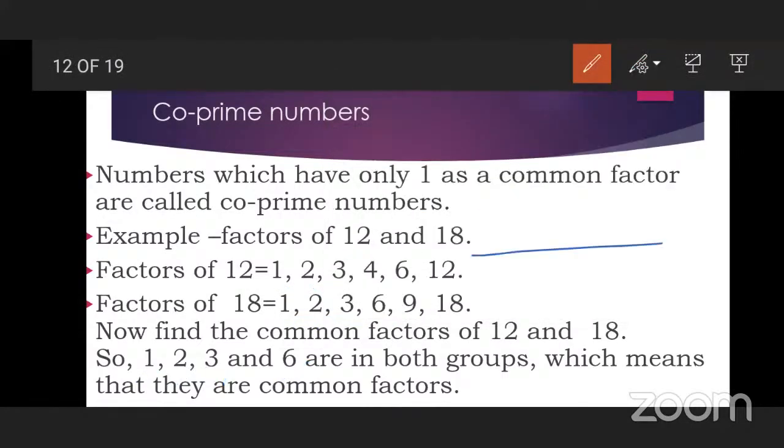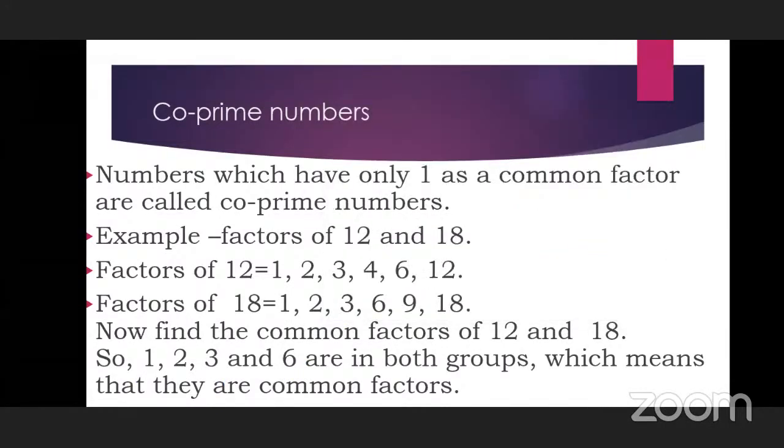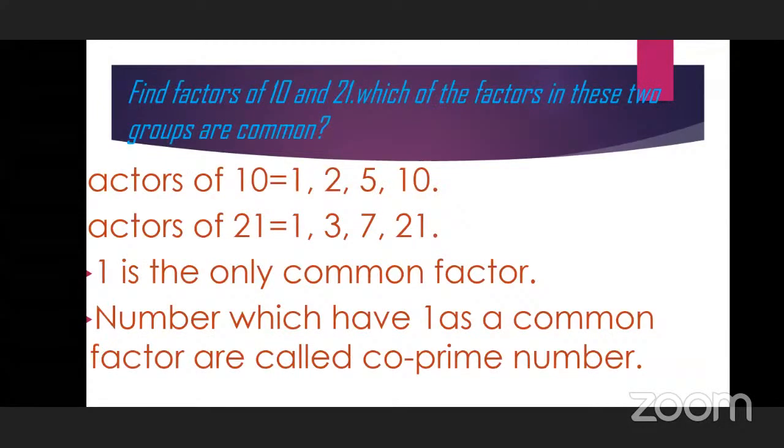So what is a co-prime number? Here see one more example. Then you get a clear idea about co-prime numbers. Find factors of 10 and 21. See here. Find factors of 10 and 21. Which of the factors in these two groups are common?